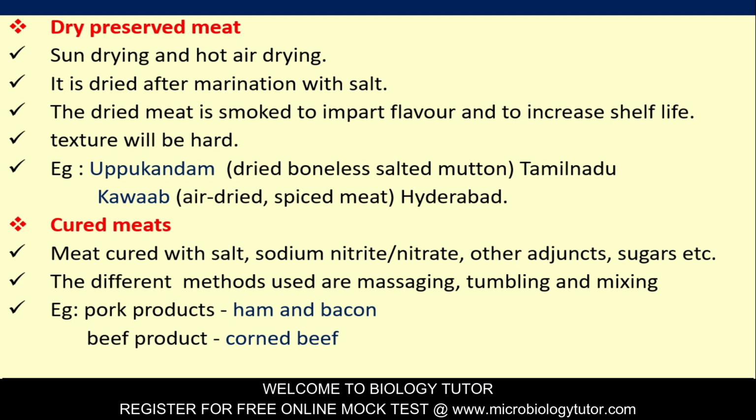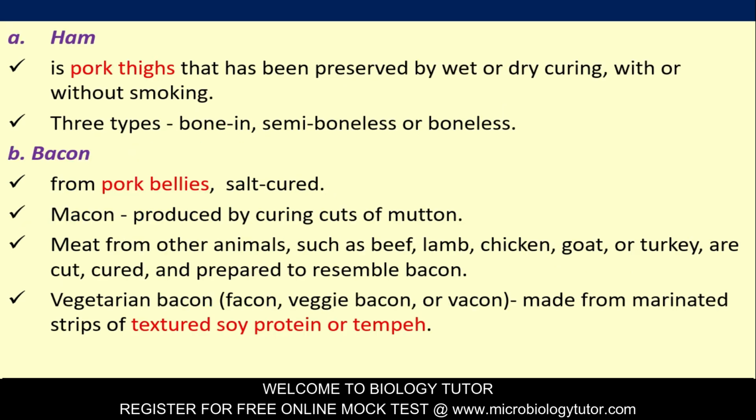Cured meats. Meat cured with salt, sodium nitrite or nitrate, other adjuncts, sugars, etc. The different methods used are massaging, tumbling and mixing. Example, pork products like ham and bacon, beef products like corned beef. Ham is pork thighs that have been preserved by wet or dry curing with or without smoking. There are three types: bone-in, semi-boneless or boneless.